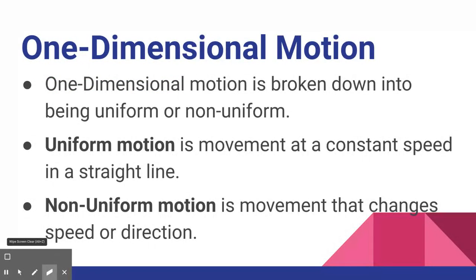Technically, we can break this down into uniform and non-uniform motion. Uniform motion is movement at a constant speed in a straight line. We'll get to some examples in a bit. Non-uniform motion is where your movement changes either in speed or direction. Okay, so examples of that would look like this.